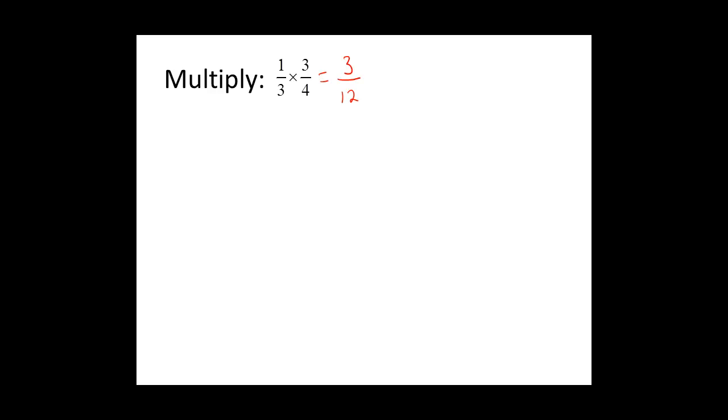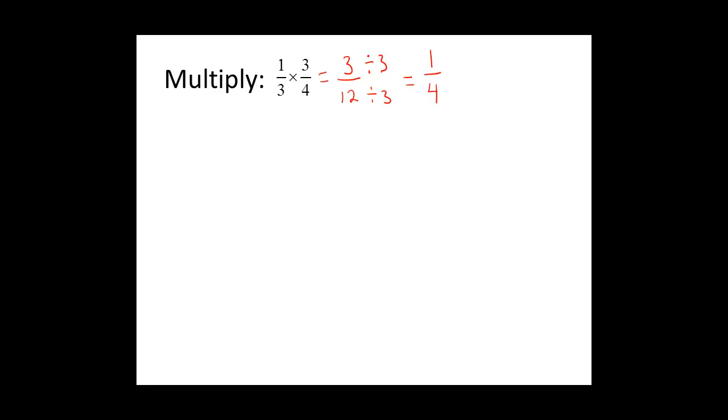The common factor is 3. So we can divide the numerator and the denominator by the common factor 3. 3 divided by 3 is 1, and 12 divided by 3 is 4. And we have our answer, just like our picture showed, that 1/3 times 3/4 is equal to 1/4.